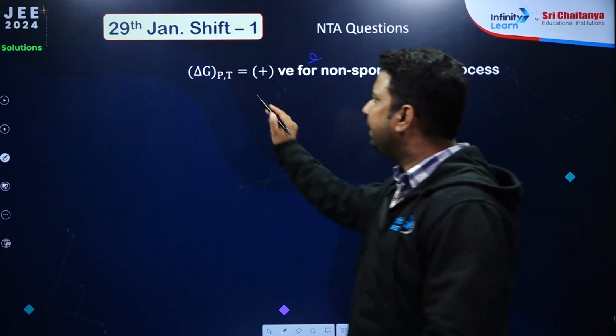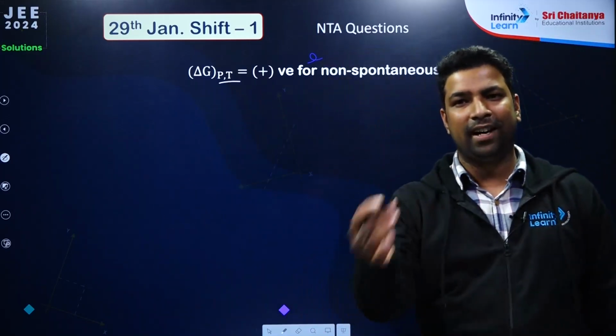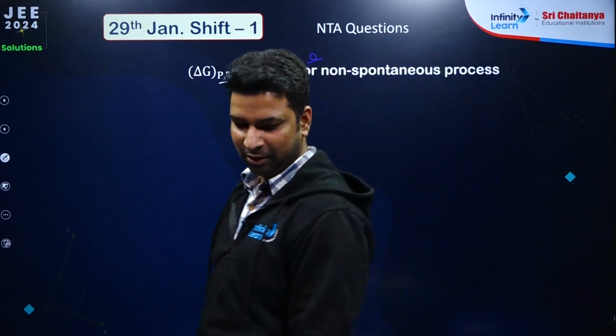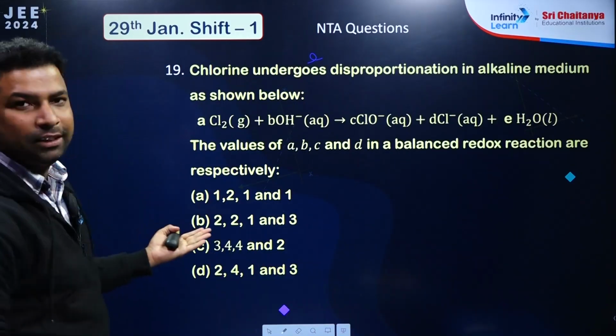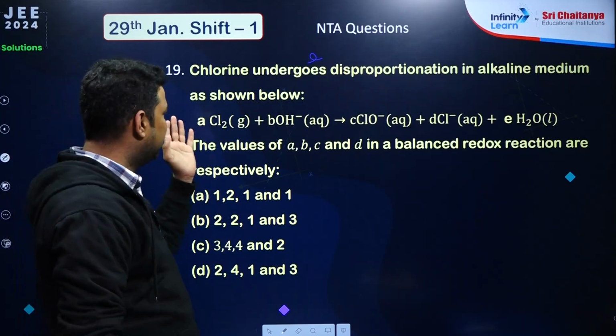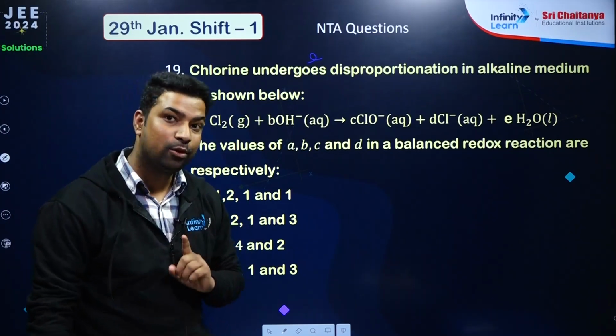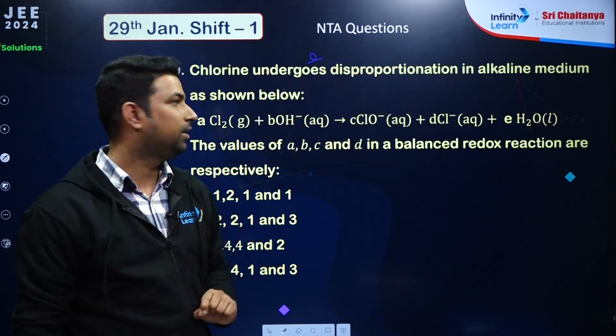Everyone knows that. What is PT? Delta G is defined at constant pressure and temperature. Okay. So here, come to the next question. It is a simple balancing question. Although this question is taken from the p block, group 17.